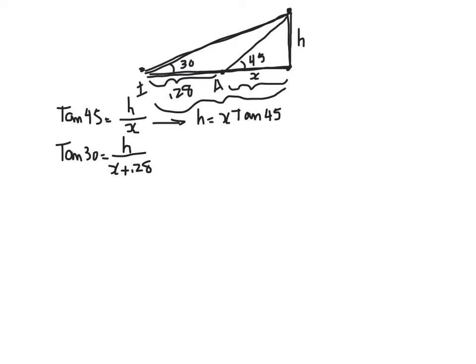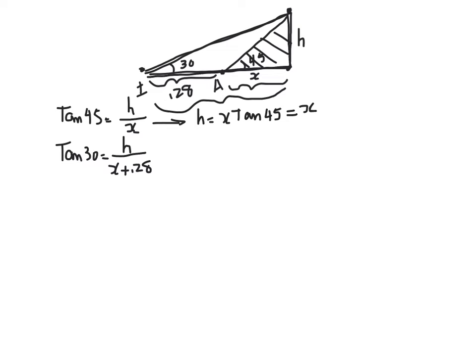But remember, tan 45 is sine 45 over cos 45. Sine 45 is square root of 2 over 2. Cos 45 is square root of 2 over 2. So tan 45 is 1. So this means that h is equal to x. This means that this triangle is a right isosceles triangle. The next one, I have this equation here.